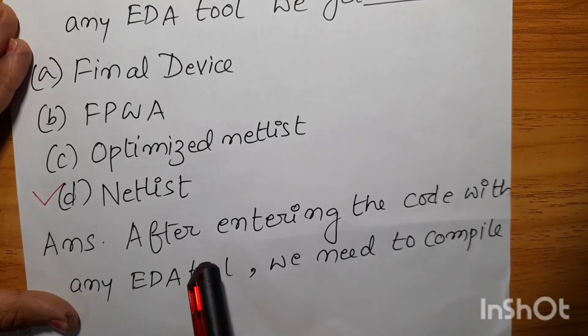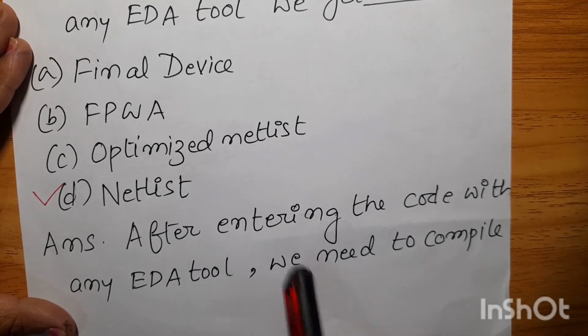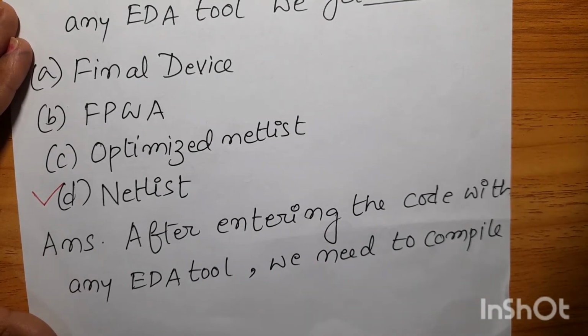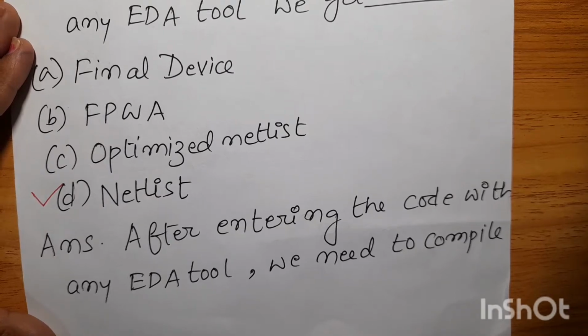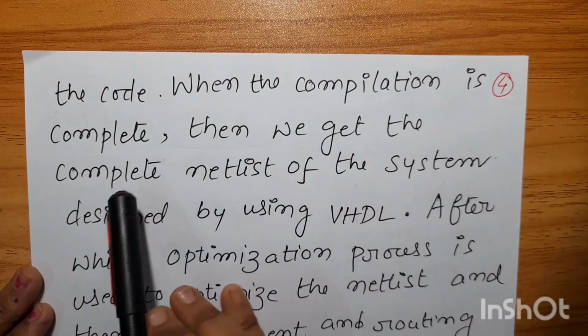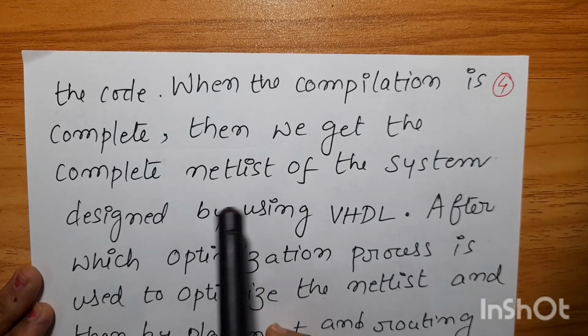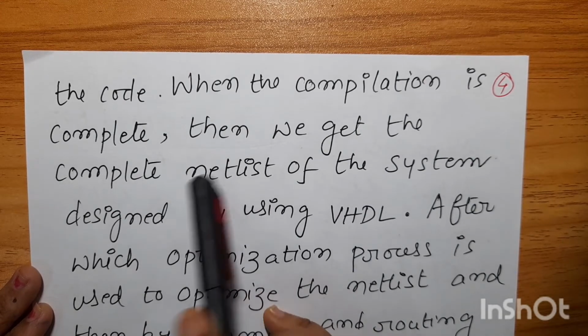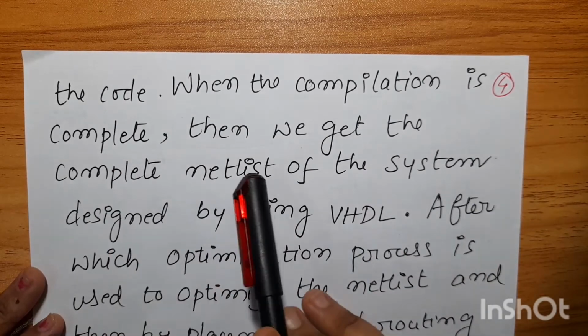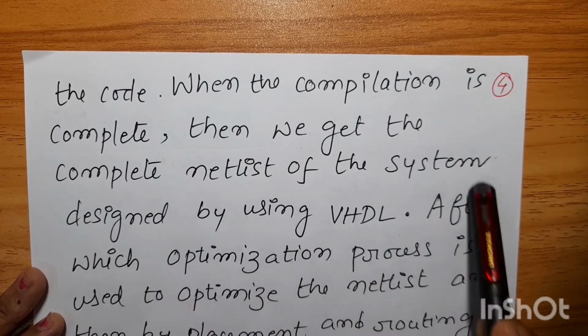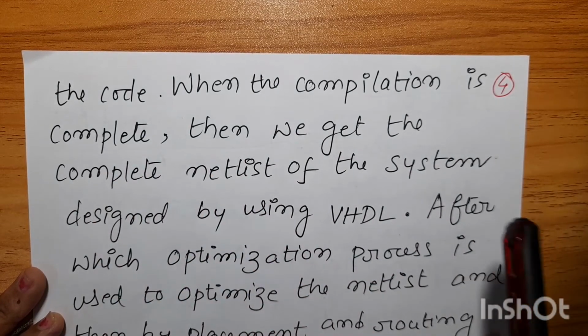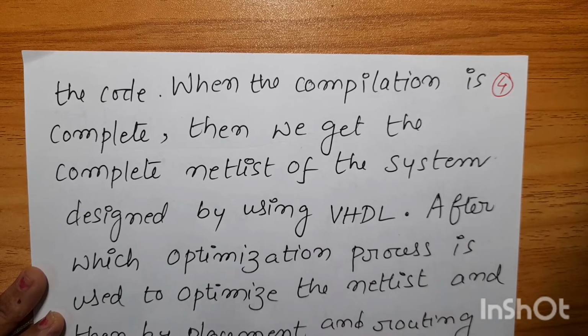The answer is that after entering the code in any EDA tool, we need to compile the code. When you enter the RTL in the EDA tool, it compiles the code. When the compilation is complete, we get the complete netlist of the system designed by VHDL. Design means written in VHDL.